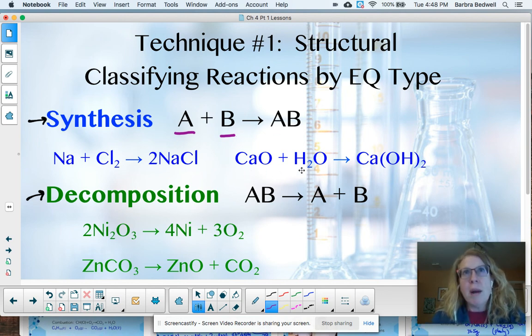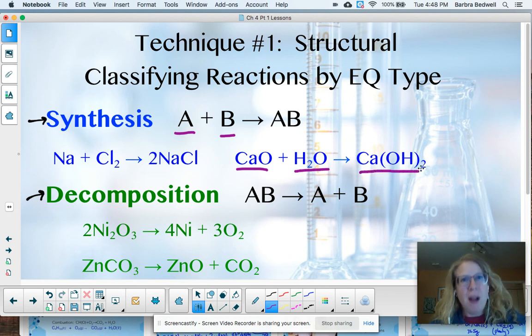This is a more complicated, higher-level version of a synthesis, where a simple compound and another simple compound come together to make a more complicated compound. You're rearranging the bonds and making a new product that's just slightly more interesting than the two things it began with.